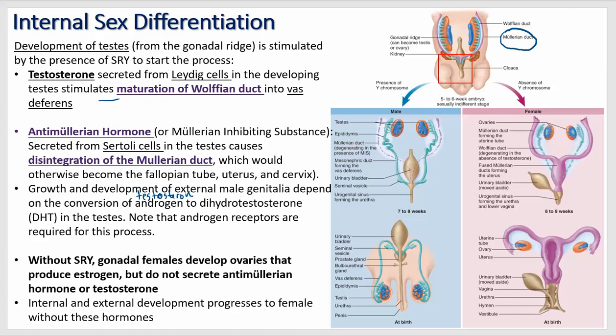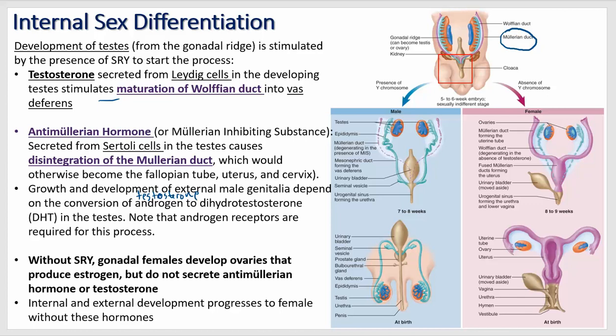Testosterone to DHT, dihydrotestosterone. In order to go from just being a gonadal male, where the testes are there and making testosterone, you have to convert the testosterone into dihydrotestosterone, DHT. You have to convert testosterone to DHT, so that will continue the formation of external genitalia. Without DHT or without the receptors for DHT, the male genitalia won't develop.